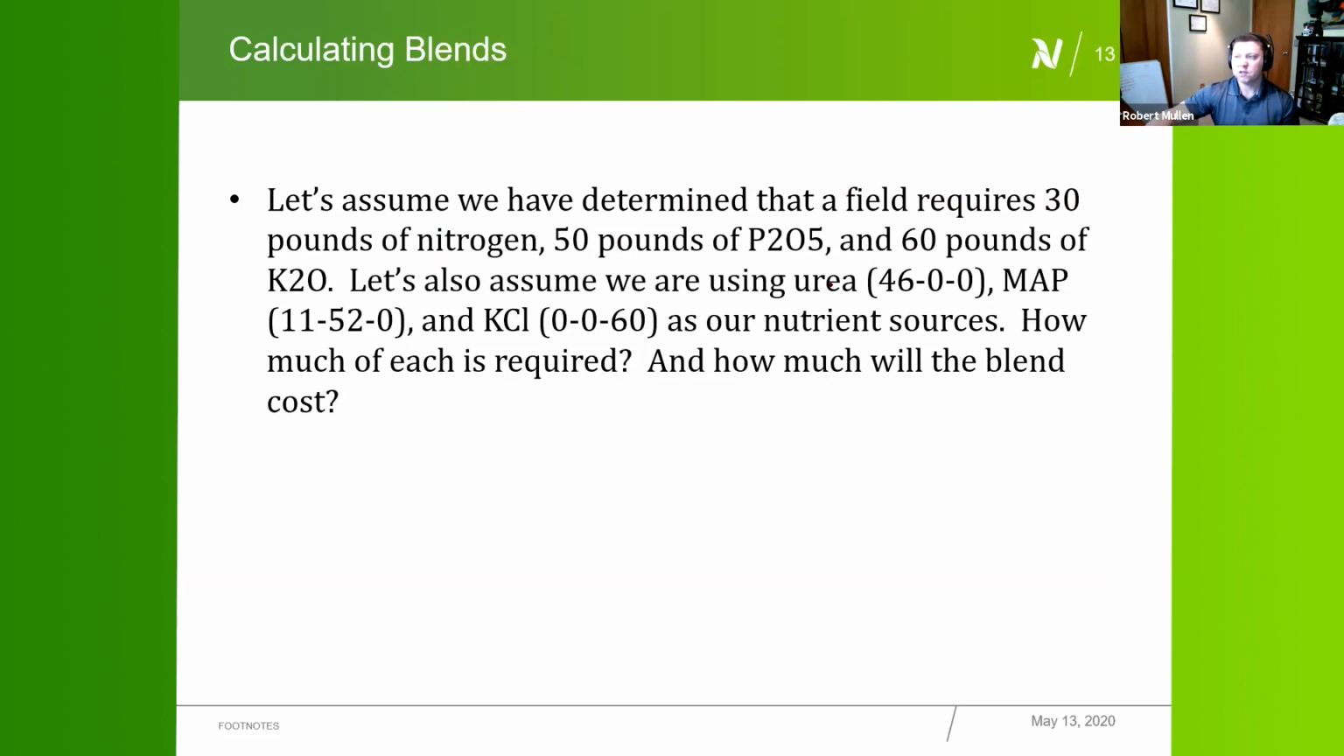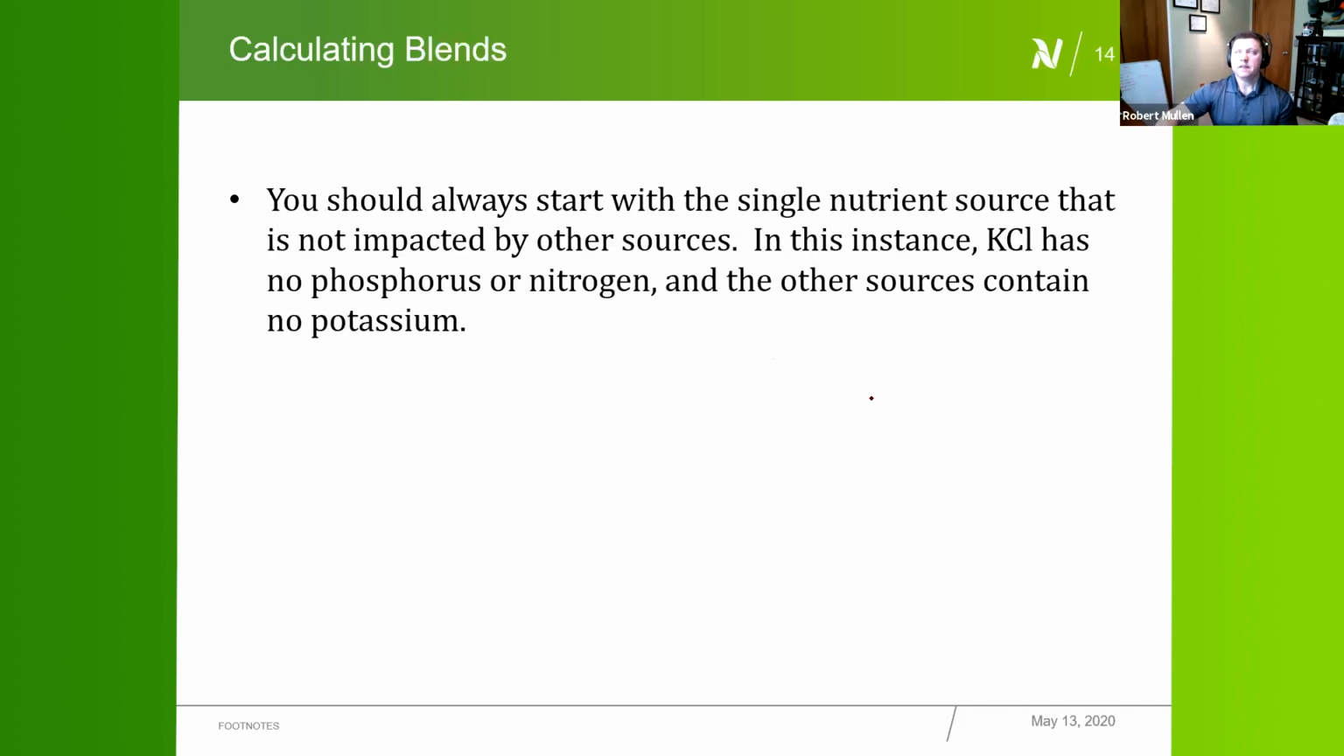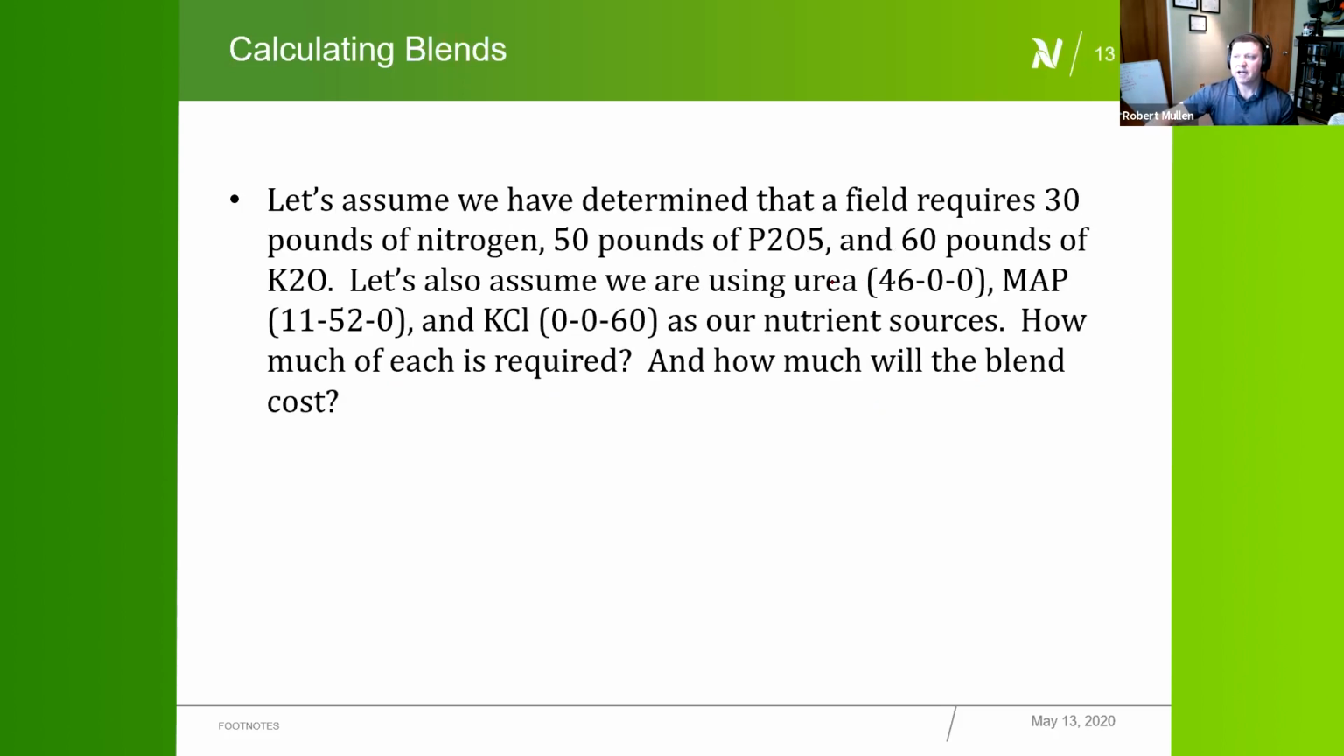Let's also assume that we're going to be using urea, MAP, and KCl as our nutrient sources. How much of each nutrient is required, and how much will the blend cost? All right. The easiest way to do this, at least from my perspective, is I always start with whatever nutrient is the lone nutrient. So if you look at our nutrient sources, urea, hey, that's straight nitrogen. If I were just calculating a nitrogen rate, I wouldn't have to do any other steps. I would divide 30 by 0.46, boom, I get my math. And if you're wondering how I came up with that, go visit one of the previous slides.